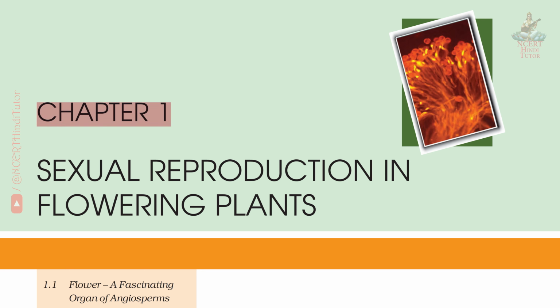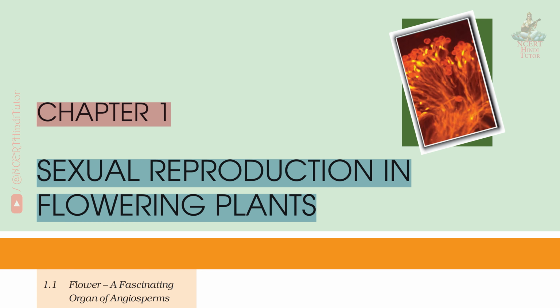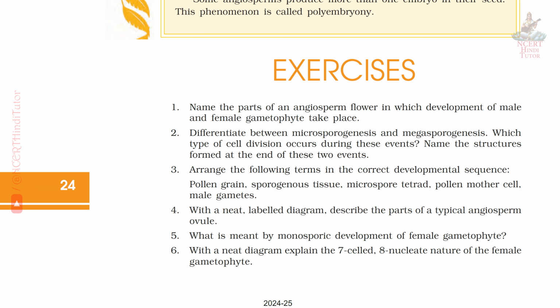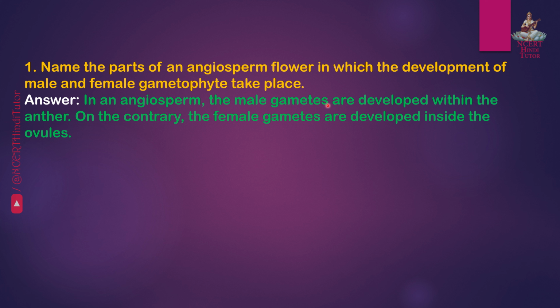Chapter 1, Sexual Reproduction in Flowering Plants, Question Answers, Class 12, Subject Biology. Question 1. Name the parts of an angiosperm flower in which development of male and female gametophyte take place. Answer. In an angiosperm, the male gametes are developed within the anther. On the contrary, the female gametes are developed inside the ovules.